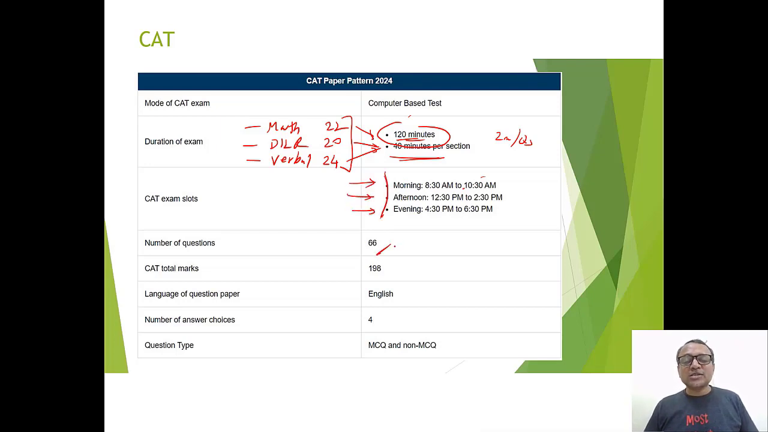So 66 questions, each question 3 marks, so 198 marks. There are 4 options to choose from. There are both MCQs and non-MCQs. In non-MCQs you have to type in the answer, and in MCQs the options are available. So this is the CAT exam, held in the month of November.